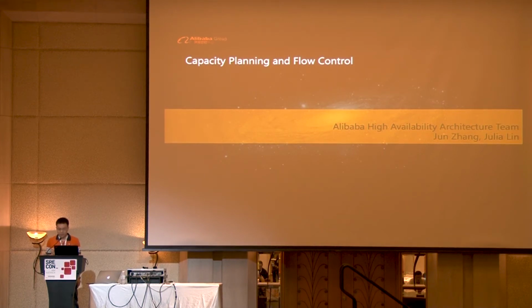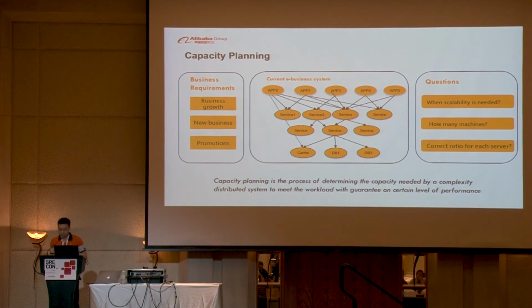We are from the high availability architecture team of Alibaba, and our topic is about capacity planning. As we know, Alibaba has very rich business types, and to each business type, we have different systems to support, which are distributed on different machines. With our business growing fast, especially in the big promotion events like Double 11, we had a headache problem.